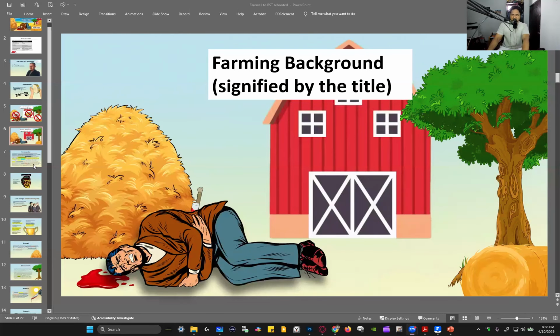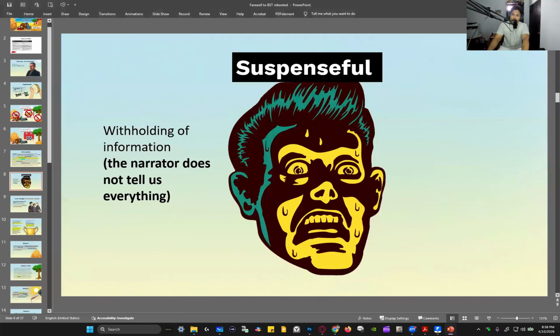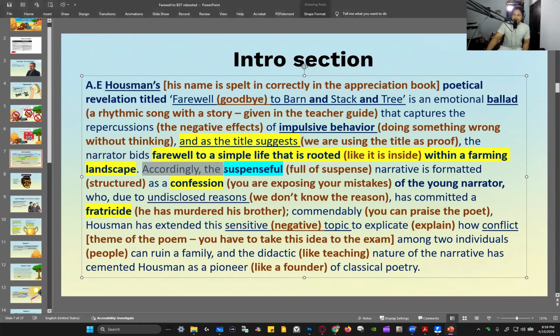The narrator is saying farewell. We don't know why. In the beginning, right, Ilma, we are not sure why. But the more you dive into the poem, you are given a solid reason. So, accordingly, the suspenseful narrative is formatted as a very important confession.